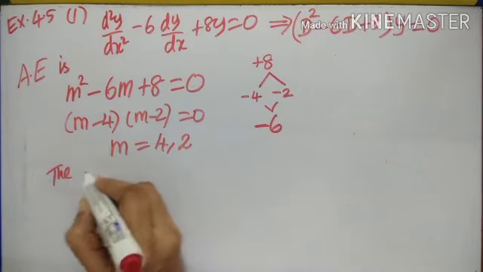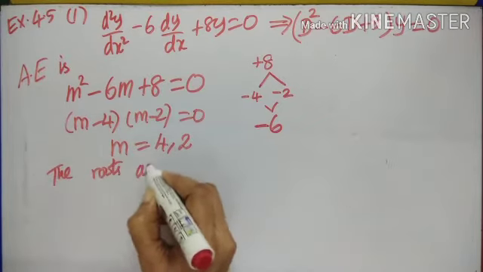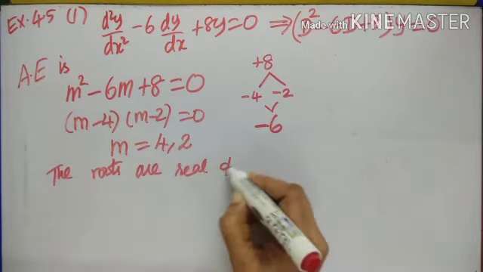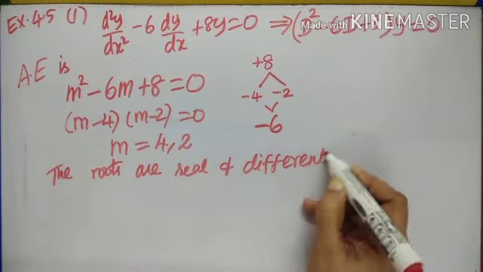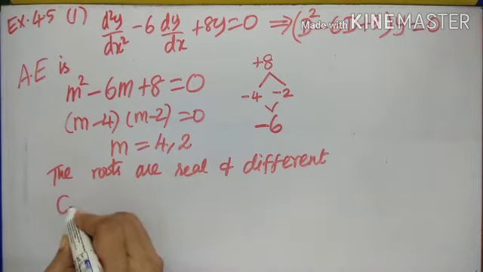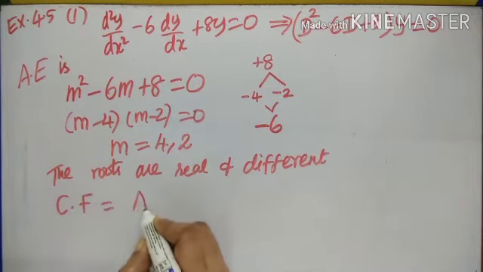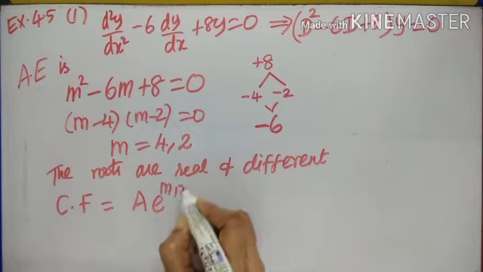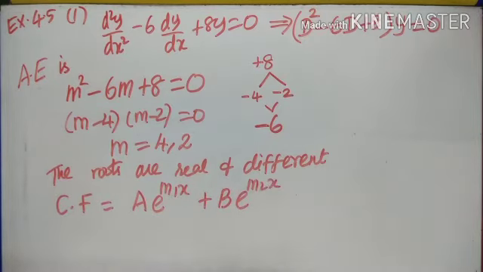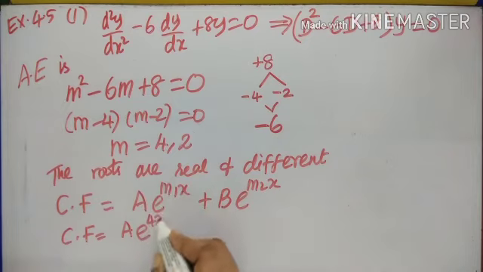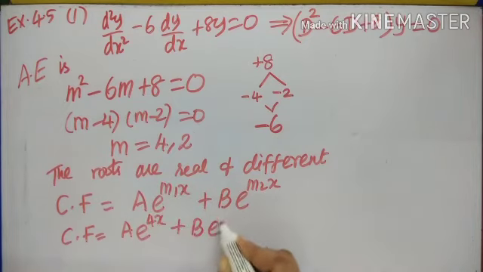The roots are real and different. They are not the same; 4 and 2 are different. How will you write the complementary function? It is a e power m1x plus b e power m2x. So the complementary function is a e power 4x plus b e power 2x.